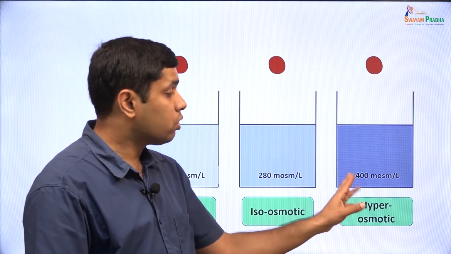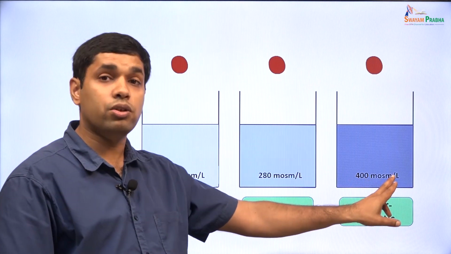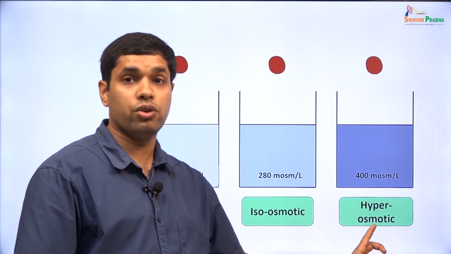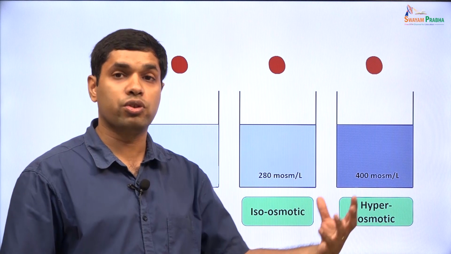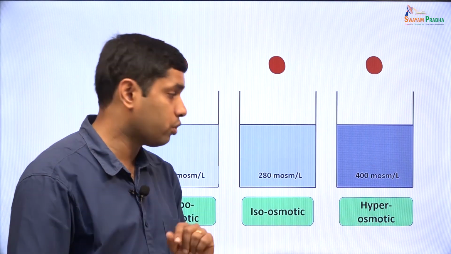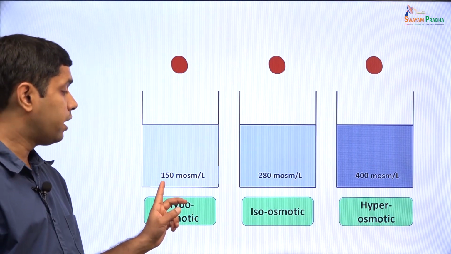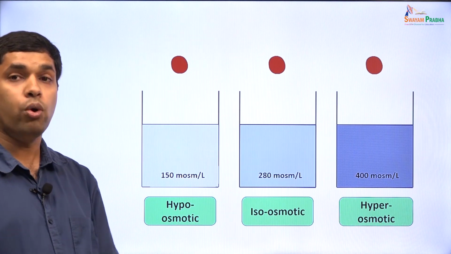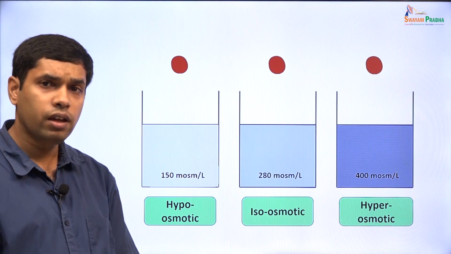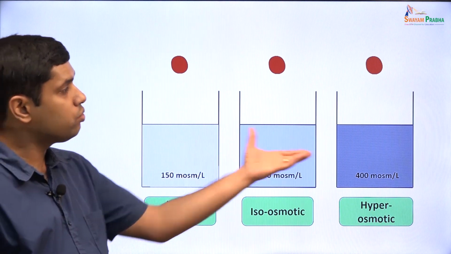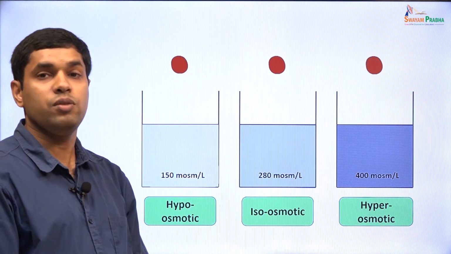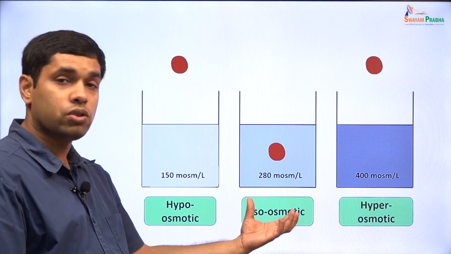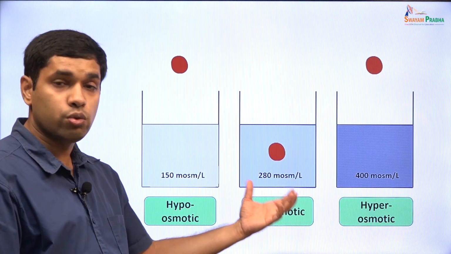In this beaker, the osmolarity is 400 milliosmoles per liter, which is greater than the ICF. So we say this is hyperosmotic, or when one solution is more osmotic than another, we say that it is hyperosmotic. And in this solution, we have an osmolarity of 150 milliosmoles per liter. So we will say that this is a hypoosmotic solution. Now what we're going to do is drop these cells into each of these solutions and see what is the effect.